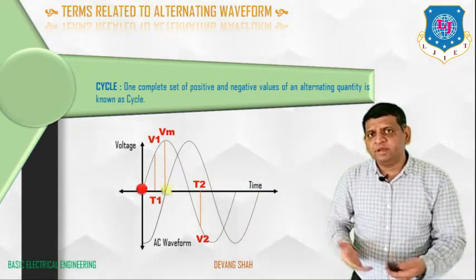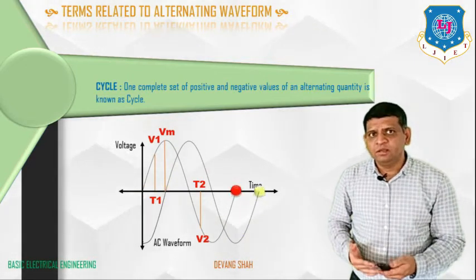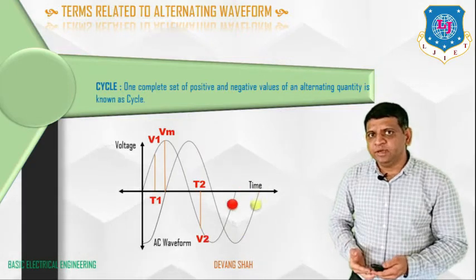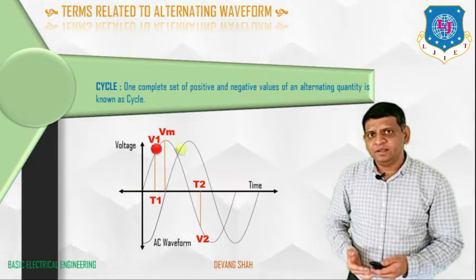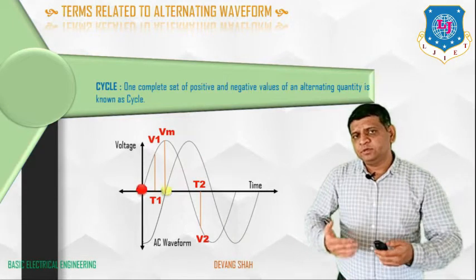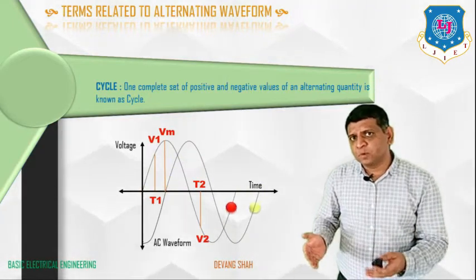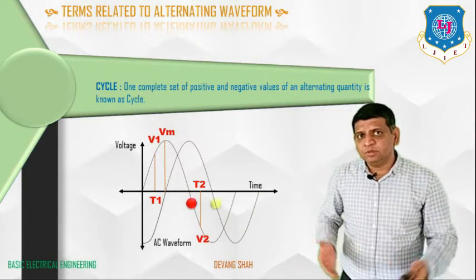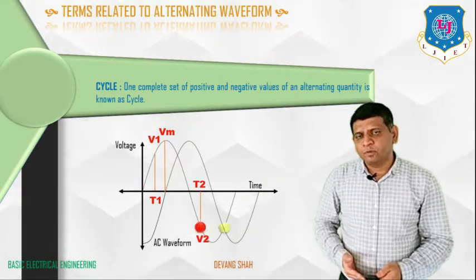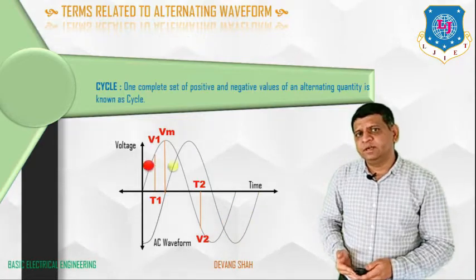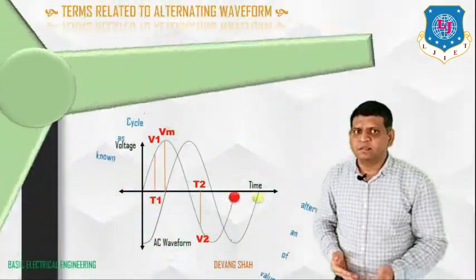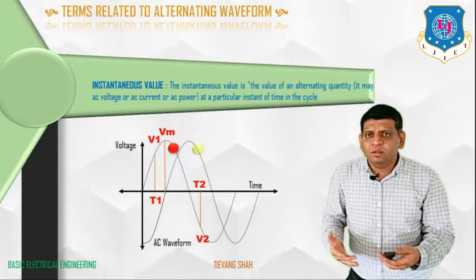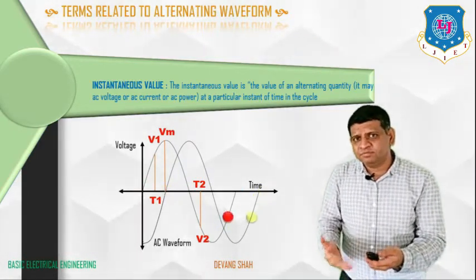So we define our first term: a cycle is one complete set of positive and negative values of an alternating quantity. The amplitude for the first half cycle is positive, and for the next half cycle it is negative. So one complete set of positive and negative values of this alternating quantity is defined as a cycle.